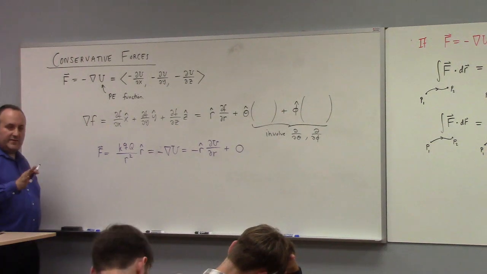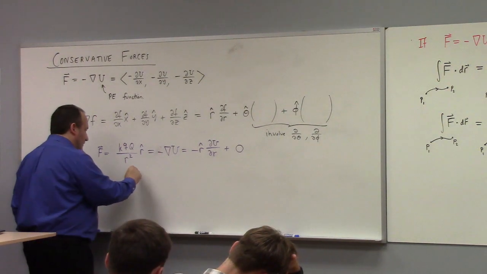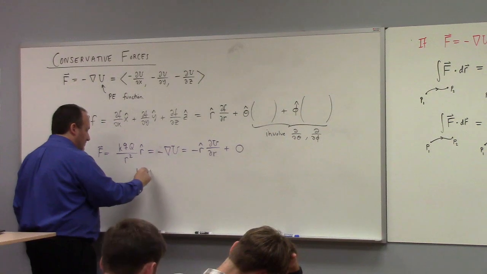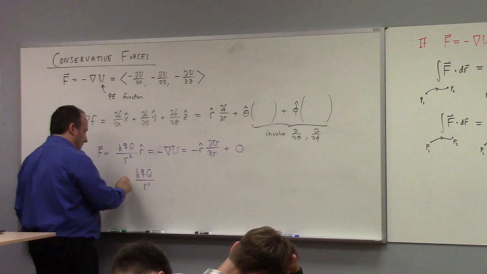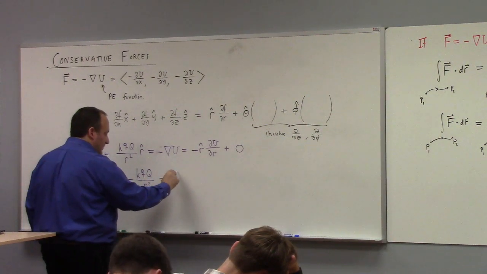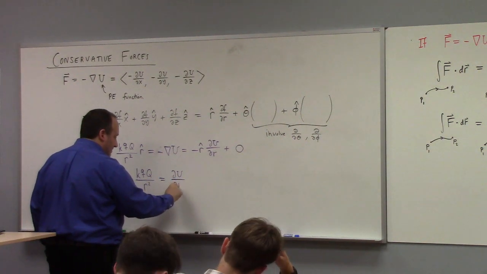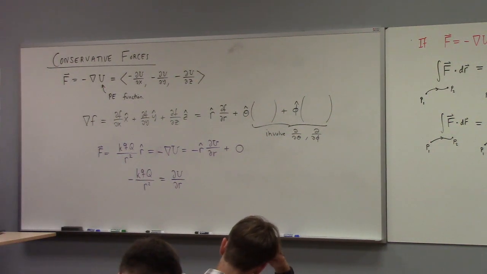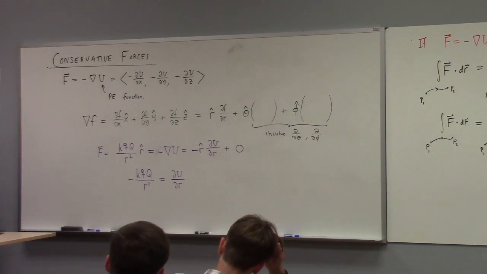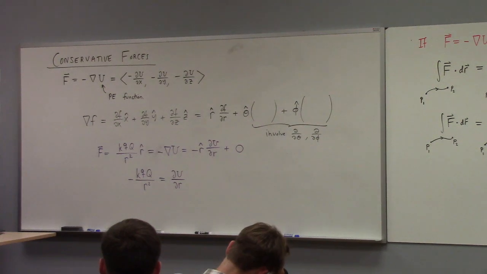So you see, actually all we have to solve is something much more simple. We just have to solve this, K Q Q over r squared, I'll put the minus on the other side, equals partial u, partial r. Now can you solve that? Can you tell me what u is if the derivative is that? Yeah, just take the integral with respect to r. Right, integrate with respect to r, that's all we've got to do.